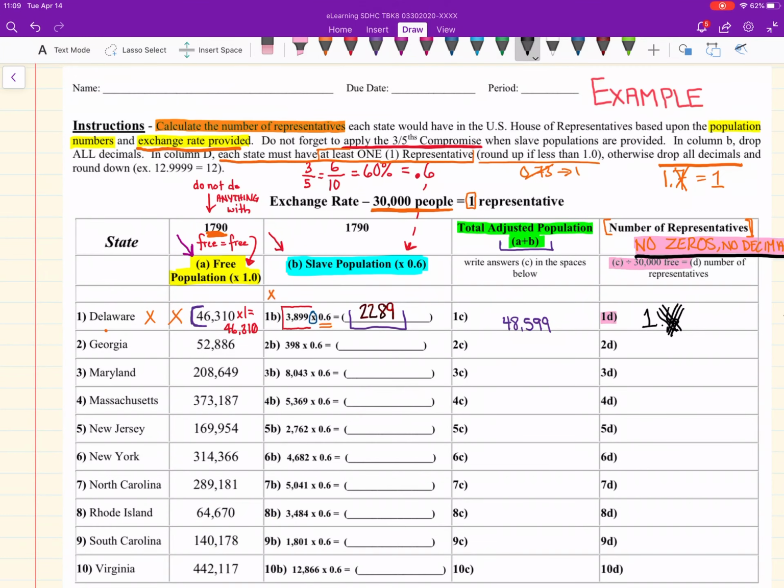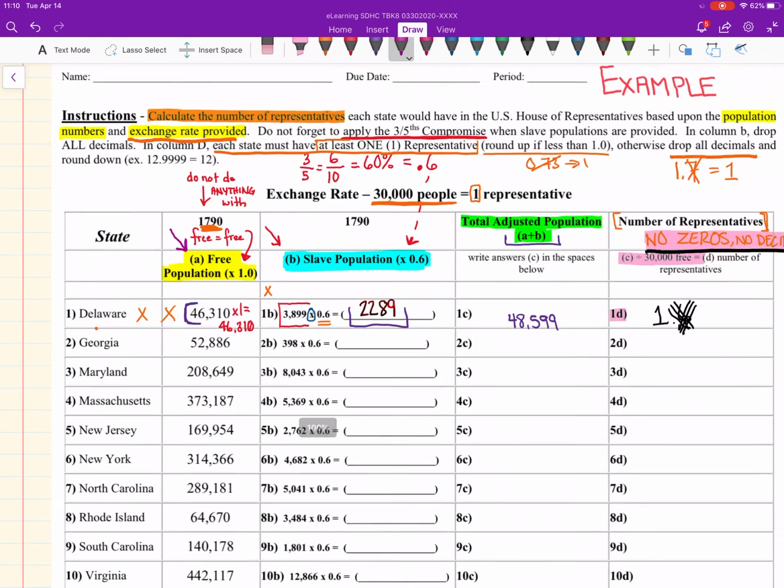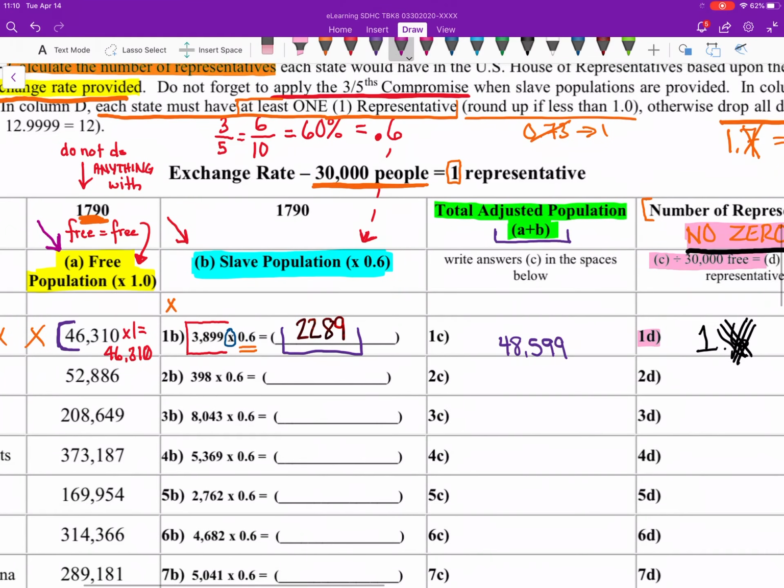All right, let's go back over. All right, so taking a look, we're going to be doing Georgia. Georgia's free population, column A, 52,886. So remember, in column C, we're adding A and B together. So 52,886. I'm just putting that over there as a reminder. And then we have to take 398, multiply it by 0.6. So let's go over to my calculator.